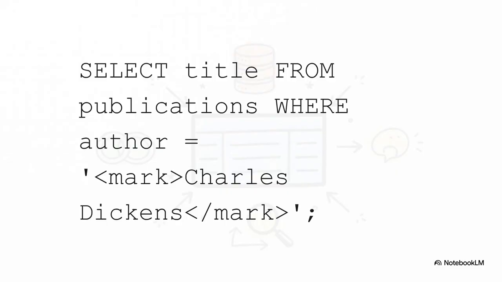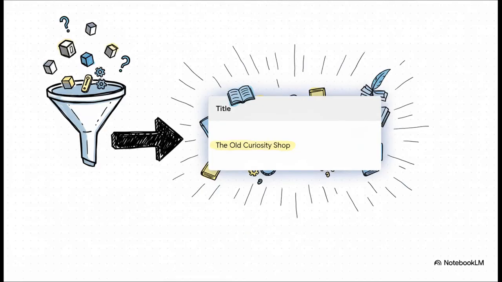Now, this might look like a line of code, and I guess it is, but just read it like a sentence. It's literally saying, select the title from the publications table where the author is Charles Dickens. It's a really direct, logical command. And boom, here's what you get back. The database takes our question, zips through all of its records in an instant, and gives back only the piece of information we asked for. In this case, the title of the book by Charles Dickens. It's precise, and it's incredibly fast.